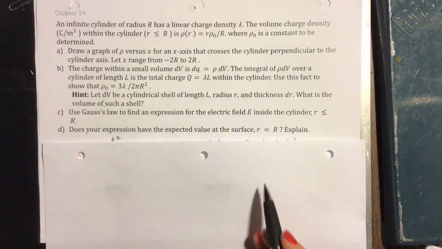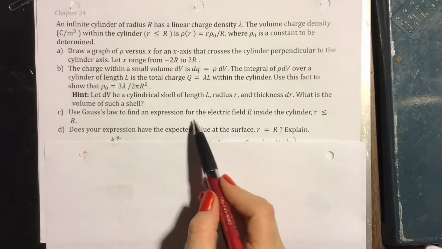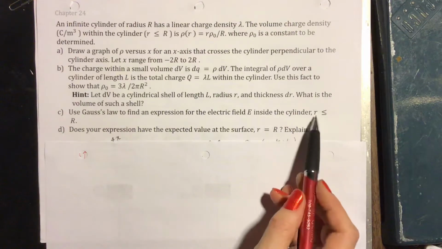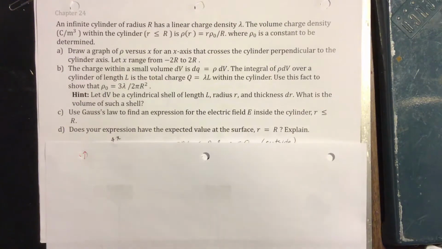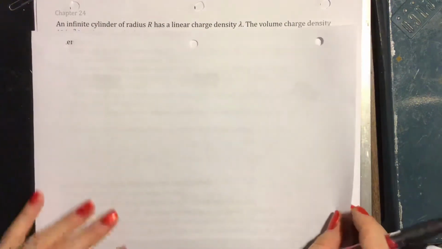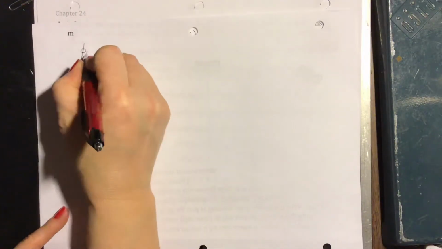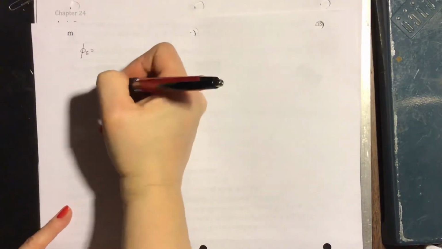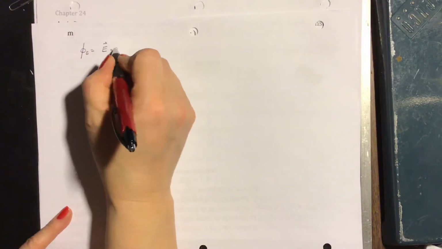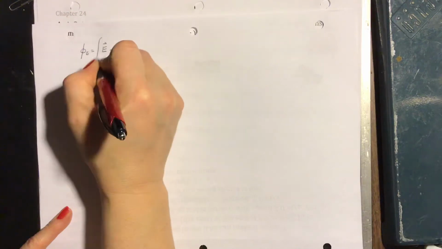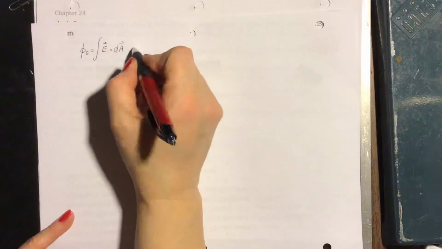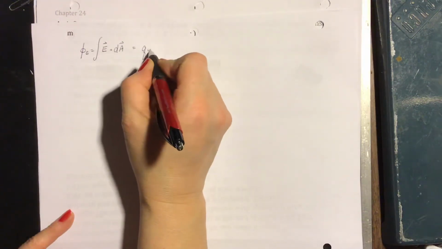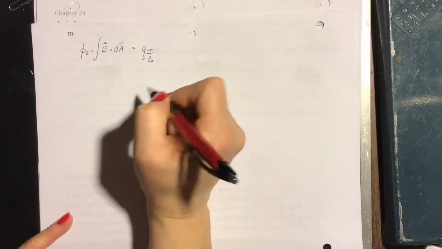...is use Gauss's law to find an expression for the electric field inside the cylinder. Let's start by writing down Gauss's law. Gauss's law says that the net electric flux is equal to the electric field dotted with the area of a Gaussian surface, and we take the integral over that closed surface, equals the net charge within the Gaussian surface divided by the constant epsilon naught.